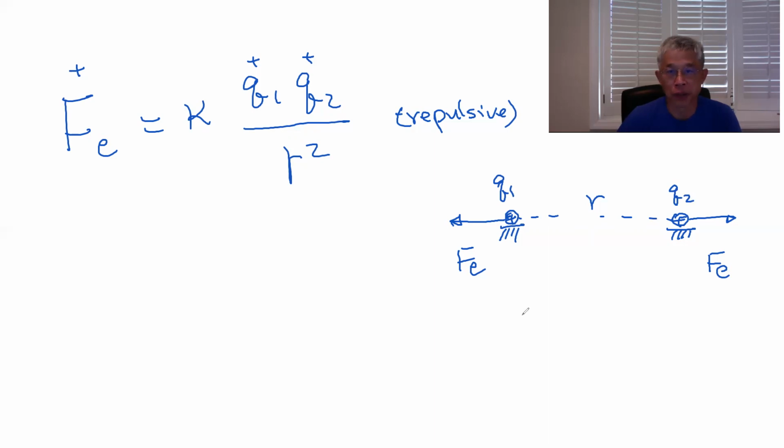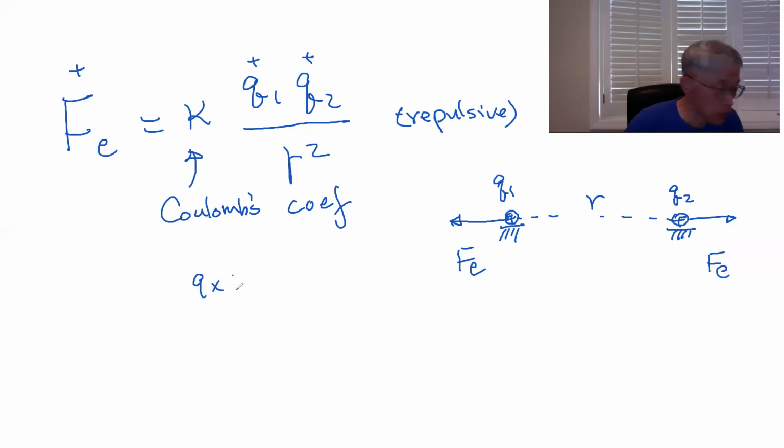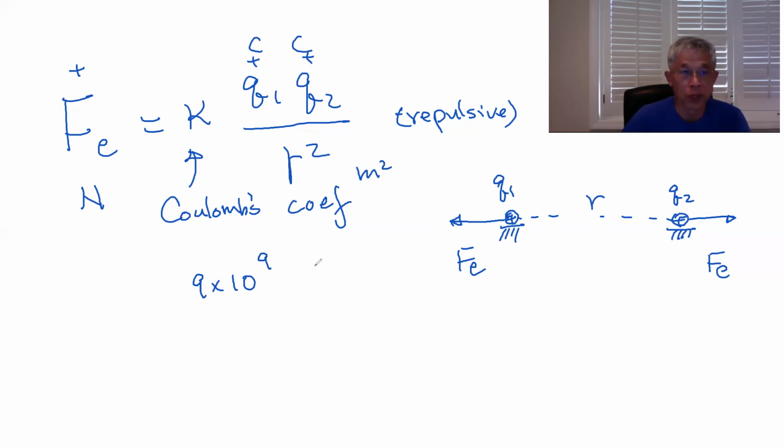And then K is called Coulomb's constant, or Coulomb's coefficient, and this one is equal to 9 times 10 to the 9. And what's the unit? Since this is Newton, this is C, and this is m squared, I move this there and divide. So the unit will be Newton times meter squared divided by C squared. So that's called Coulomb's coefficient.